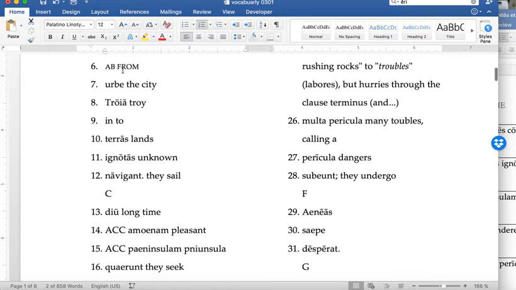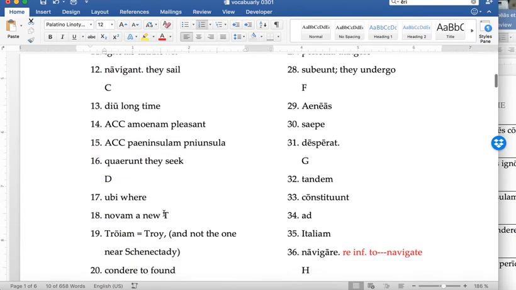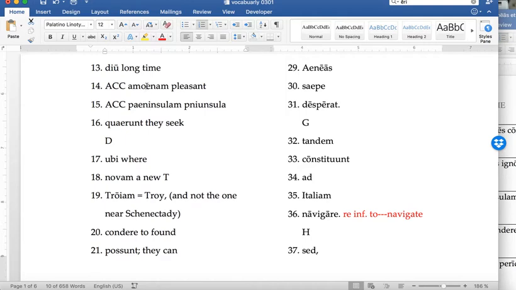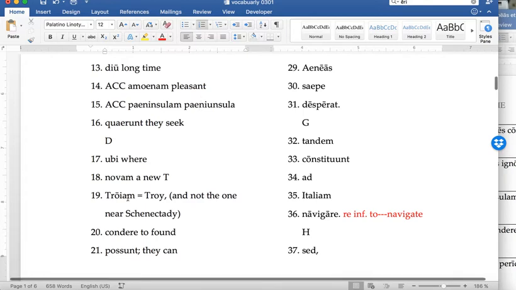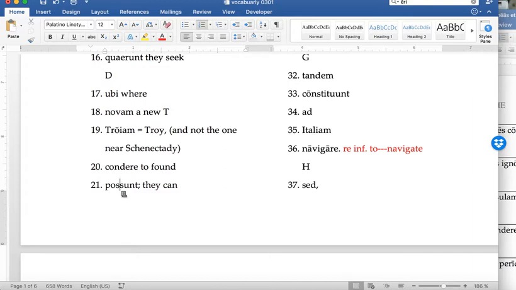Sentence B, ab urbe Troiae, from the city Troy. In terras ignotas navigant, they sail into unknown lands. So they sail from the city of Troy and to unknown lands. Diu, for a long time, then the accusative words, amoenam peninsulam, I think I might have altered that somehow, a pleasant peninsula. They seek. D, ubi, where, novam Troiam, a new Troy, condere possunt, they can found.